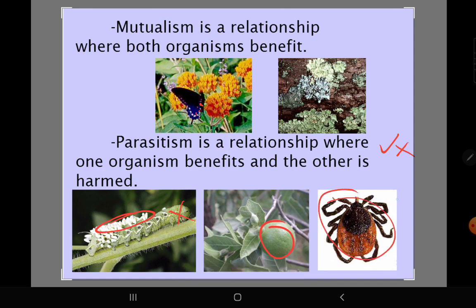And then we have a tick. So this particular tick, all ticks, take blood meals. So they take blood from their host, and so the host is hurt, but the tick benefits. Those are all parasitisms.